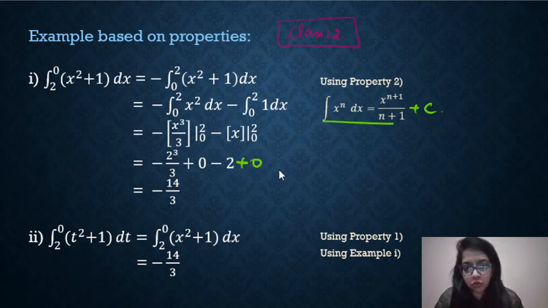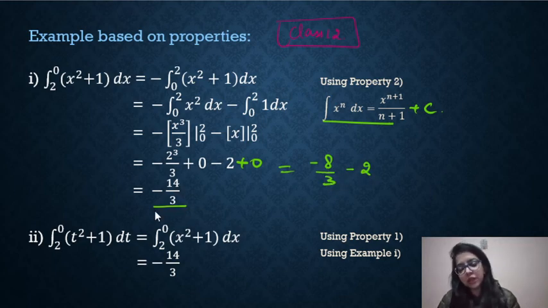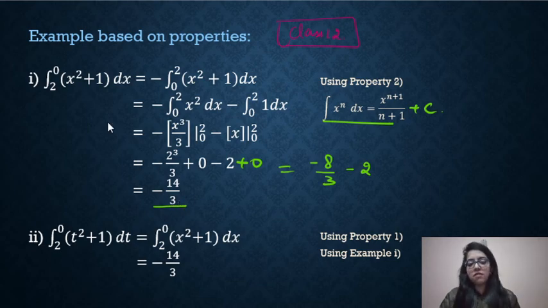If you want to solve it, you can solve it like minus 8 upon 3 minus 2, just take the LCM, that is minus 6. So minus 8 minus 6 upon 3, that is minus 14 upon 3, and this is your answer for this question. Now let's move to the second example.